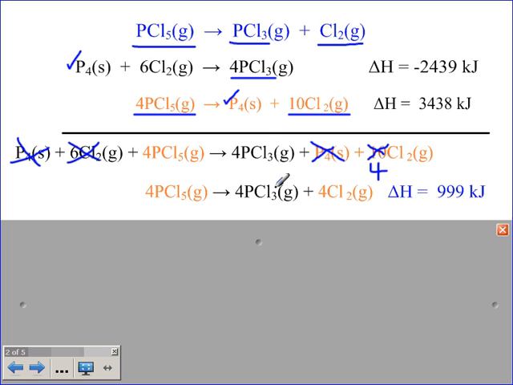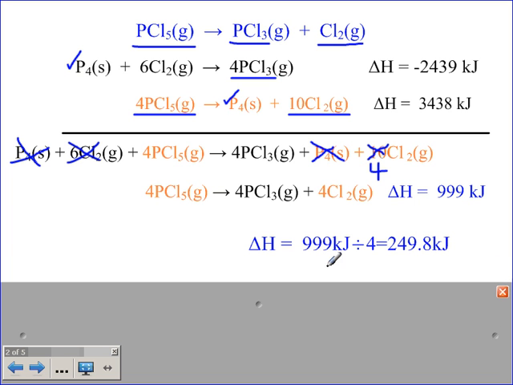Now that is not my target equation. My target equation does not have any coefficients. So to get rid of the coefficients, there's all these 4s, I would just divide everything by 4, including the enthalpy. So when I divide the enthalpy by 4, I get 249.8 kilojoules. That is the enthalpy of my target reaction.